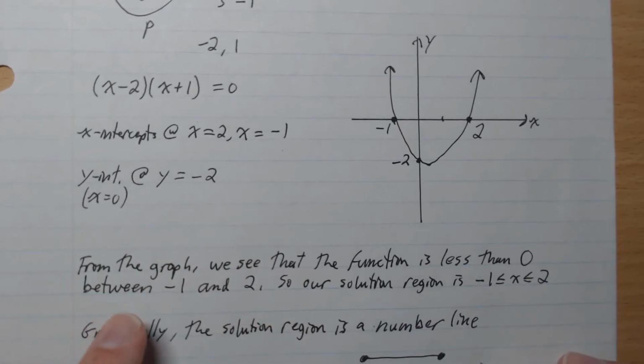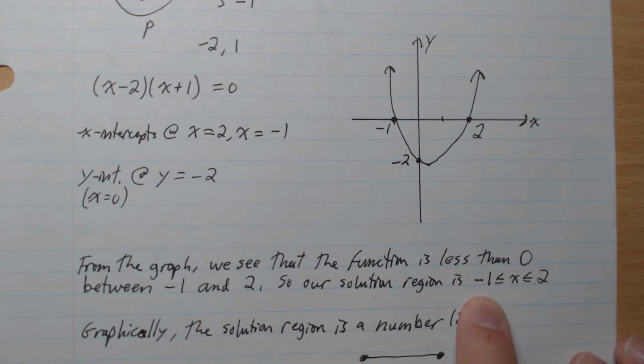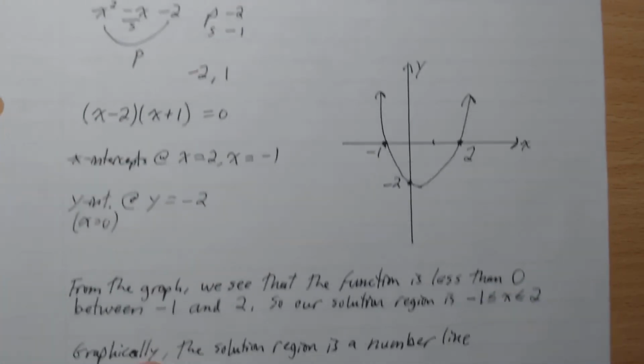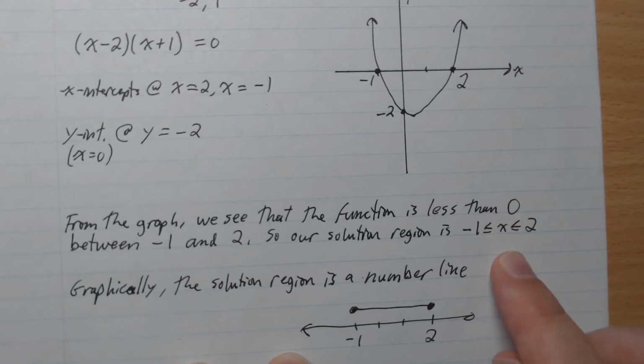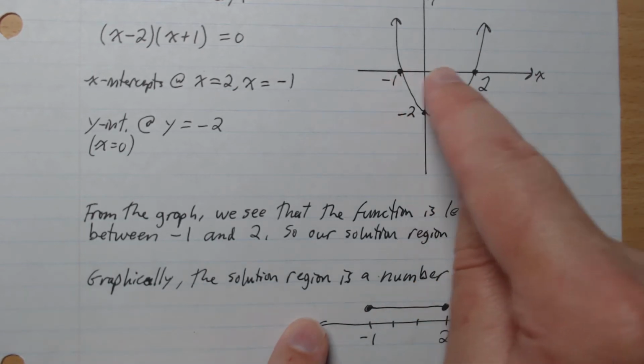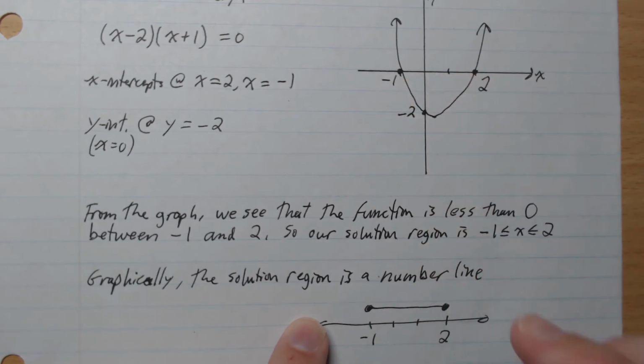Right, so I'm just going to read that here. From the graph, we see that the function is less than 0 between -1 and 2. And so that's our solution region. X is between -1 and 2. And it's allowed to be equal because it's allowed to be equal right here. So this is the answer. Graphically, it looks like a number line, from -1 to 2. This is the solution region. That's our solution region. When is the function below 0?